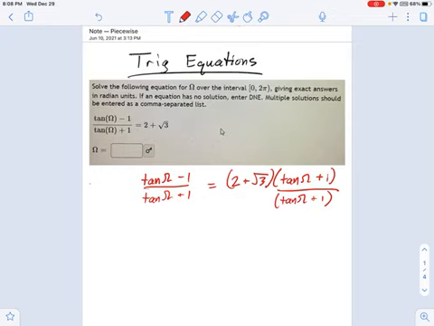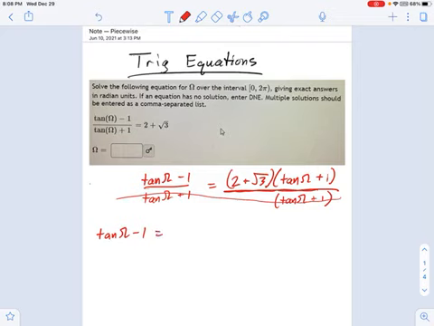And once I have both sides, see, this is one big fraction here now. Once I have both sides of the equation with the same denominator, you can just cross out all those denominators, which is equivalent to multiplying both sides by some value. In this case, tangent omega plus 1. So now what do we have? We have tangent omega minus 1. Watch those minus signs. Equals this thing on the right.